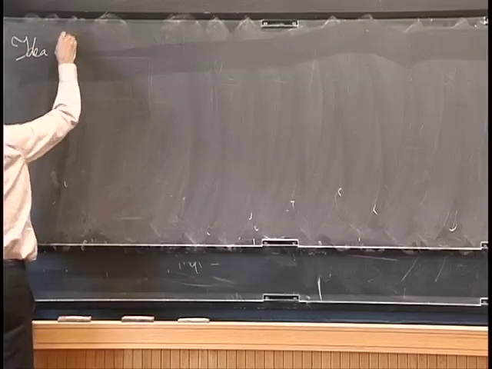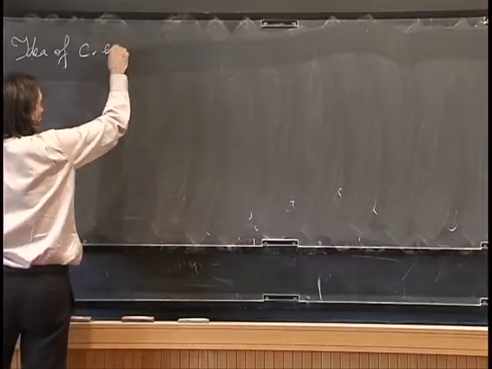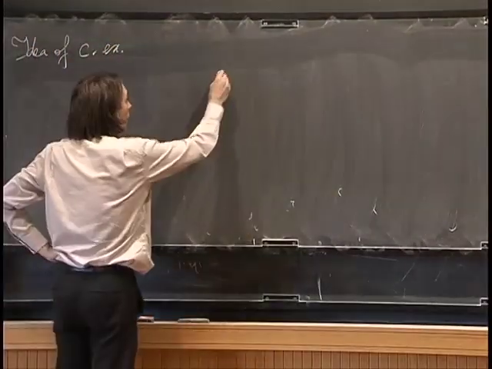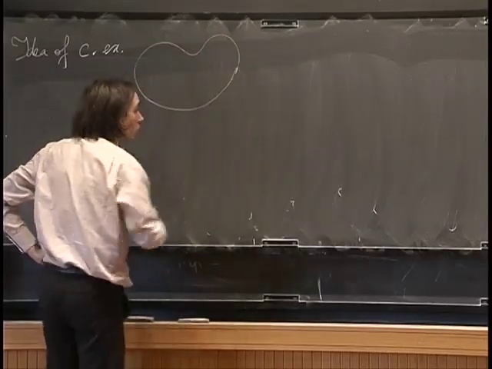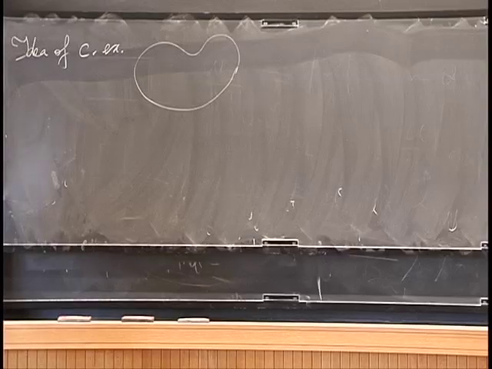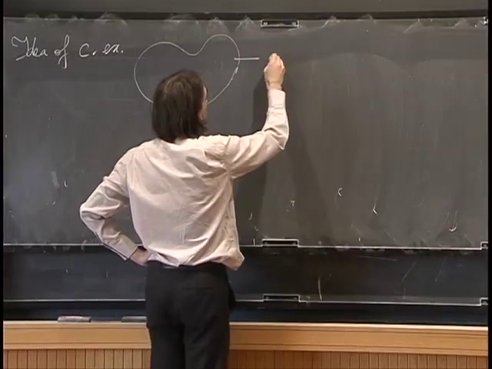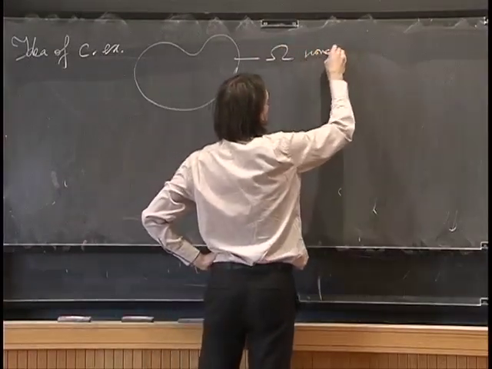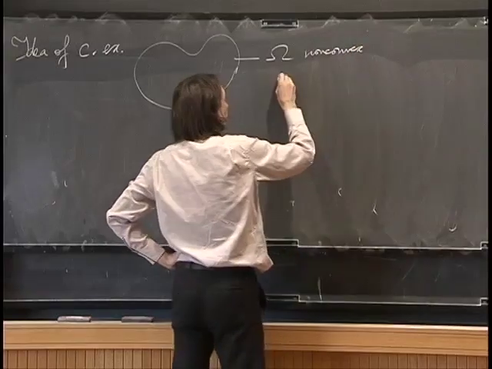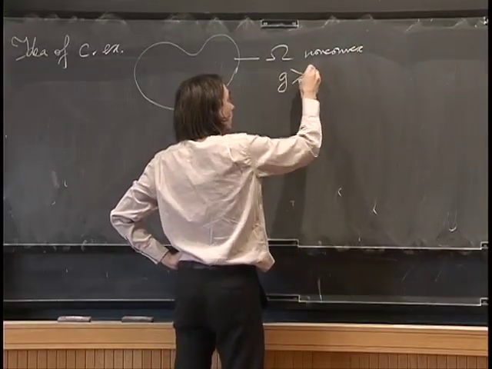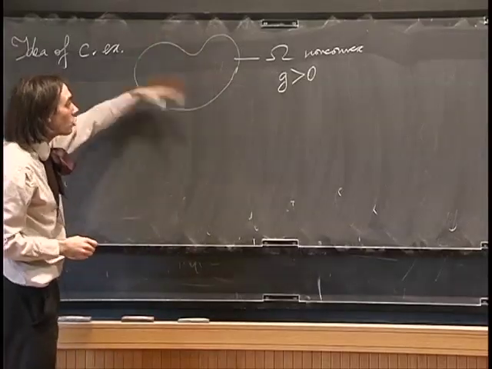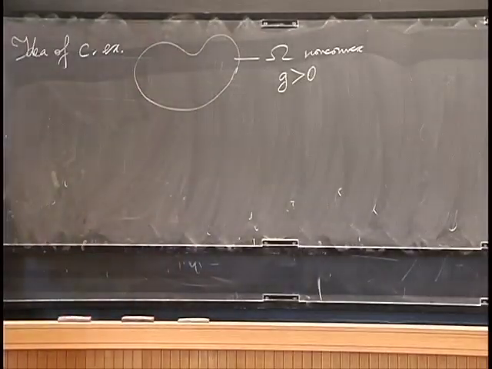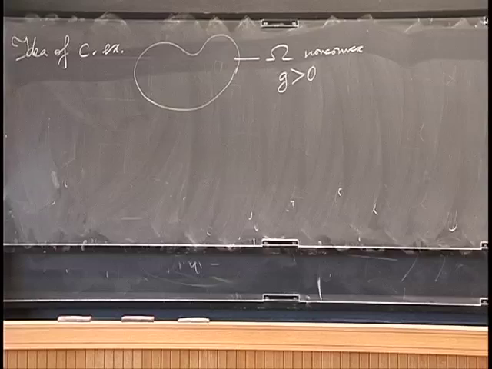Idea of counterexample. So let's take a non-convex domain, and I take g, which is positive everywhere, zero outside of omega. I want to construct a situation in which the optimal transport will not be smooth.